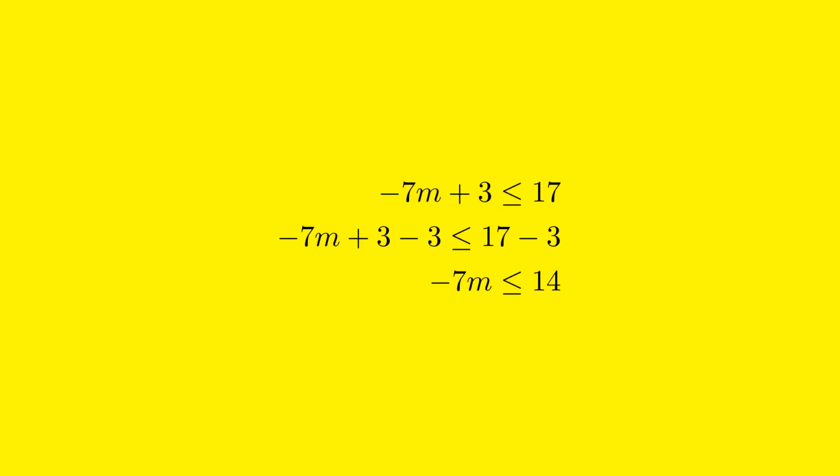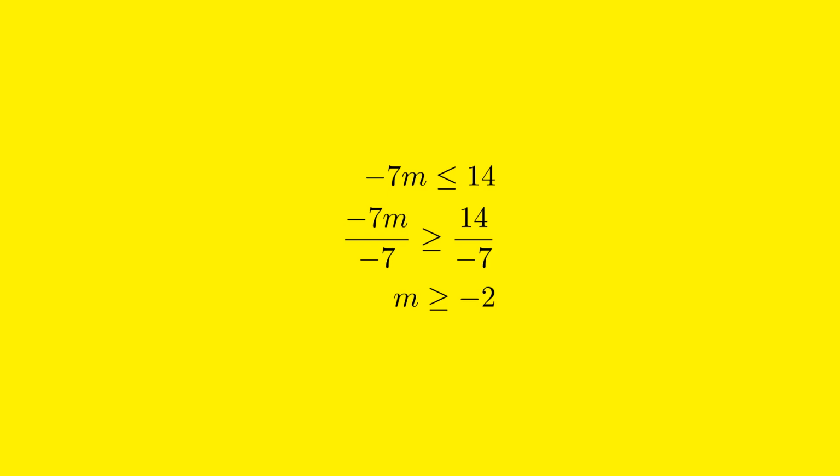At this point, we have successfully isolated the variable term, -7m, by removing the constant from the left side. The inequality has been altered to -7m less than or equal to 14 by subtracting 3 from both sides. This keeps the inequality balanced and simplifies the expression. The next step is to solve for m by isolating it completely, but for now, we have finished step 1.